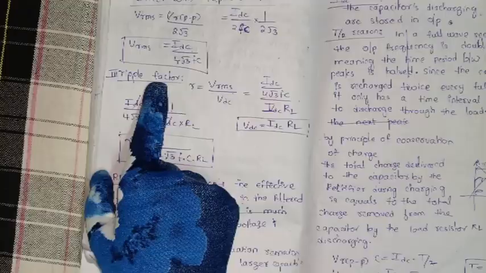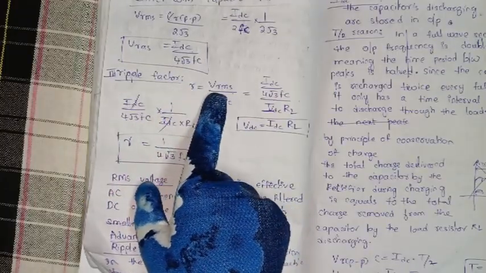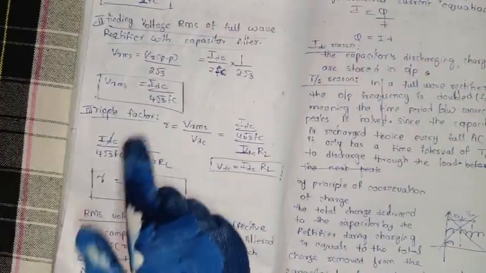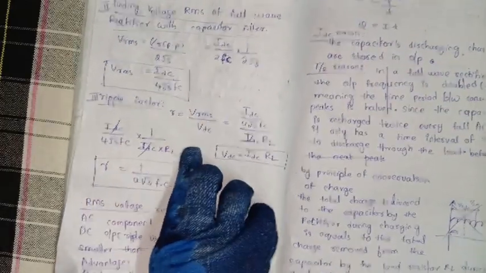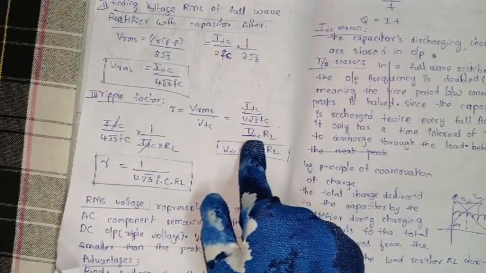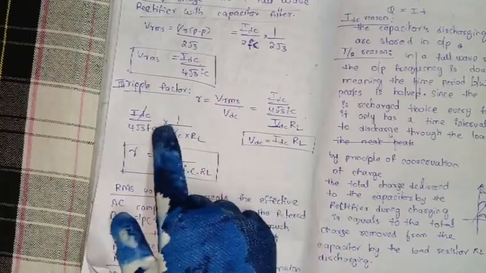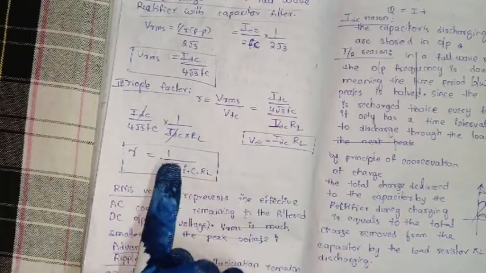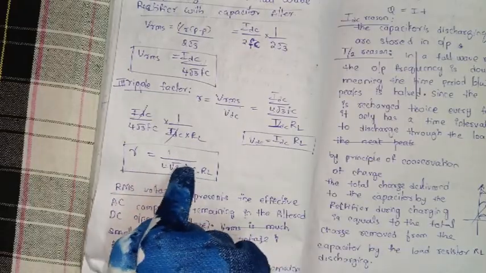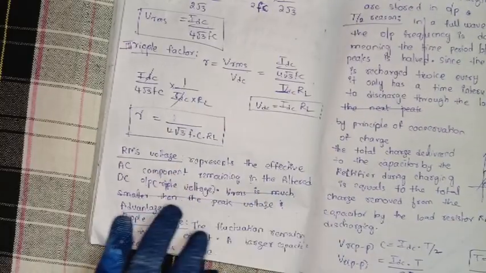Then we will find ripple factor. Ripple factor formula is gamma is equal to VRMS by VDC. We already know VRMS. Then VDC is equal to IDC into RL. We are substituting here, and reversing the denominator, then multiplying, we get gamma, means ripple factor, is equal to 1 by 4 root 3 F into C into RL.